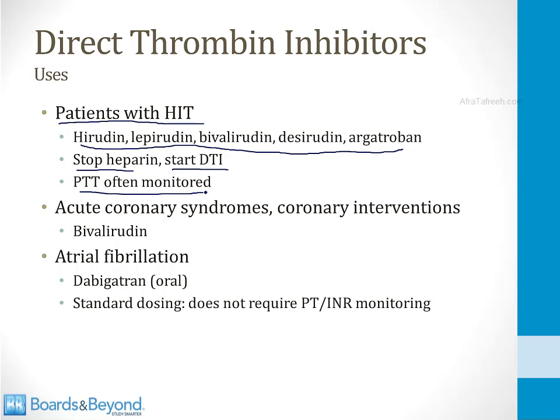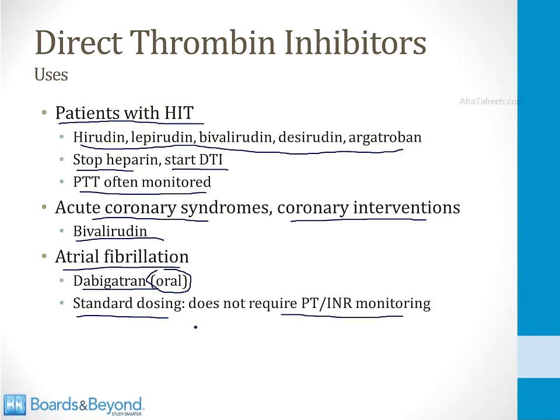similar to the way it's monitored in unfractionated heparin therapy. Some of these drugs are used in acute coronary syndromes or coronary interventions like coronary stenting. Bivalirudin is sometimes used in this situation. And then finally, in atrial fibrillation, dabigatran is an alternative to warfarin. It's an oral direct thrombin inhibitor, and it requires standard dosing. You don't need to monitor the PT-INR, so it's another alternative to warfarin.